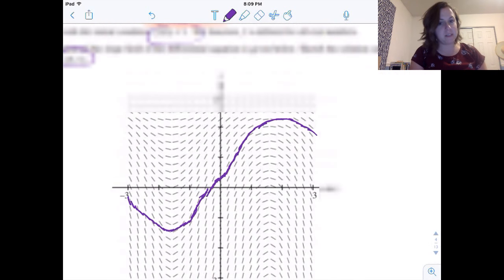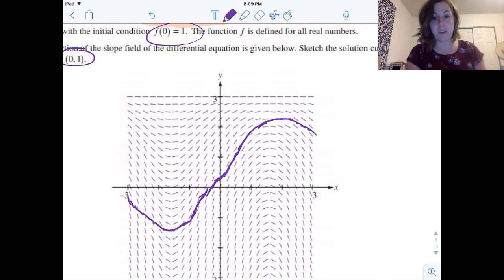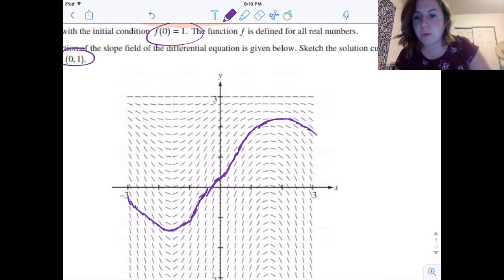It doesn't have to be perfect, but I want it to look something like that. So that right there, let me check on the actual rubric. That right there was worth a point. So that got you a point, okay?